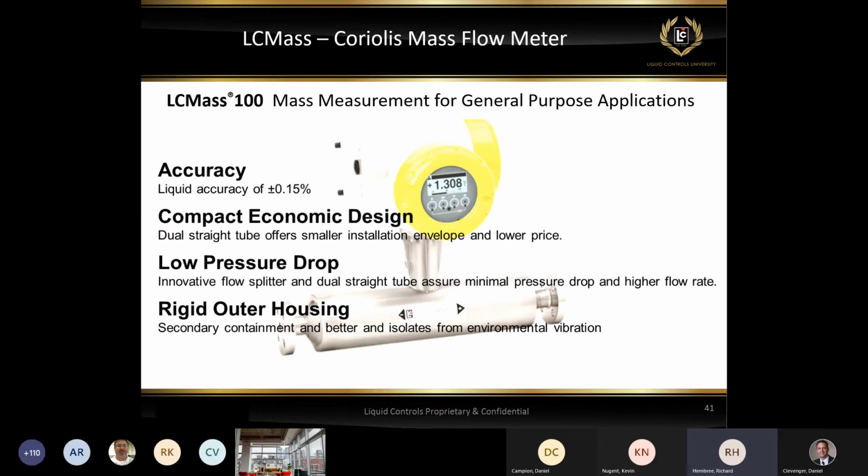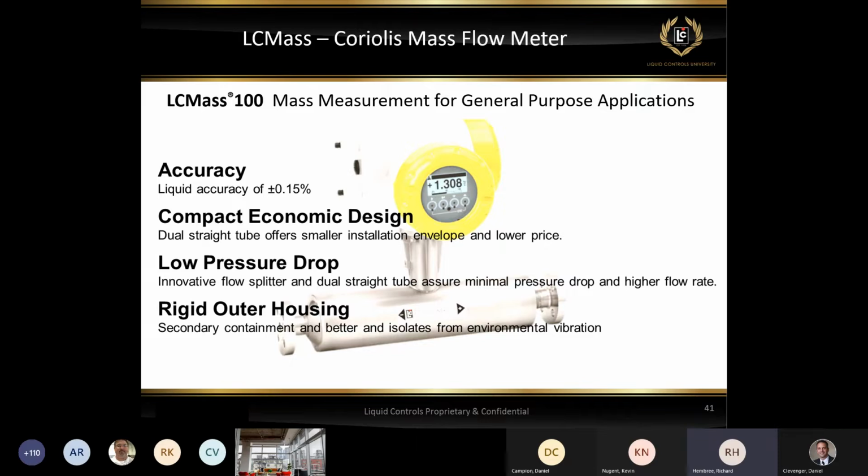LC Mass 100 again, accuracy 0.15%, plus or minus 1.5%. Economic design, this is the dual straight tube. Again, smaller installation envelope. So if you have an area where it's a tight space, then this may be an option. It also is a lower price than the 600. Low pressure drop. This design with a dual straight tube has minimal pressure drop, even at higher flow rates, and has a rigid housing. And this rigid housing is a secondary containment, and it helps in isolating from environmental vibration.